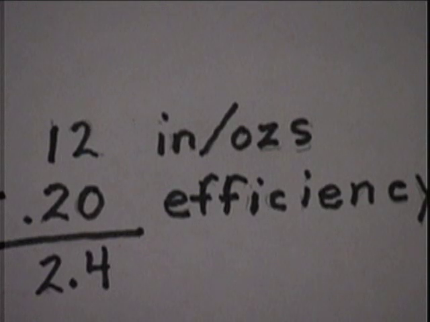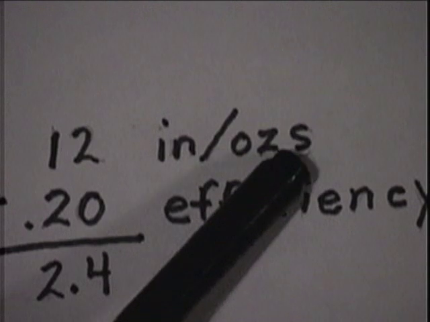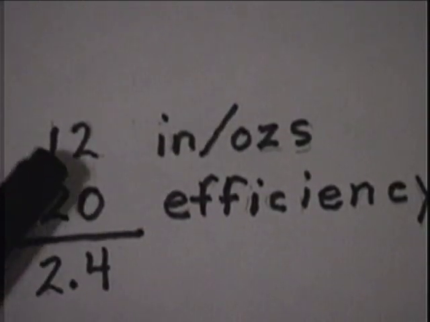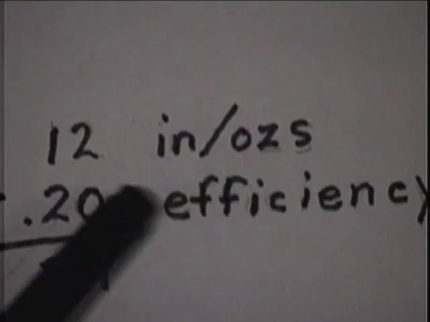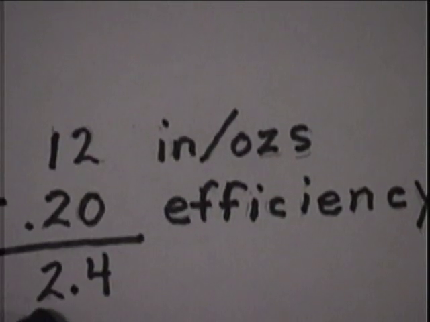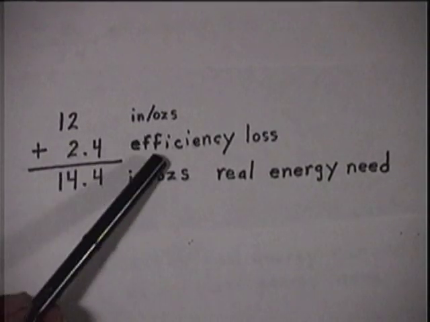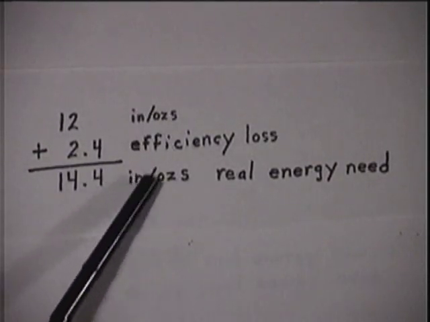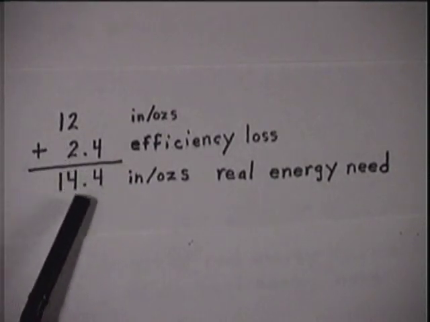Now we have to add on the 12 inch ounces, the minimum amount of energy we need to lift the pendulum all the way to the 45-degree angle. That's the minimum amount needed. Now if our lifting process is 80% efficient, that means we have to add on a 20% efficiency loss of the system. That means we have to increase the weight we're lifting. We increase it by 2.4 ounces. So we add the 2.4 inch ounce efficiency loss to the minimum 12 inch ounces, and we get 14.4 inch ounces. This is the real energy needed to lift the pendulum all the way back to the 45-degree line.